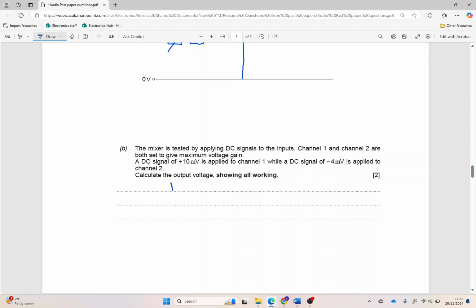So we've got 10 millivolts going in on one of them, and the first channel has a gain of -4. The second channel has -4 millivolts going in, but it has a gain of -1. So doing that in turn, we've got -40 millivolts plus 4 millivolts, since a minus times a minus equals a plus, which equals -36 millivolts as our summation.